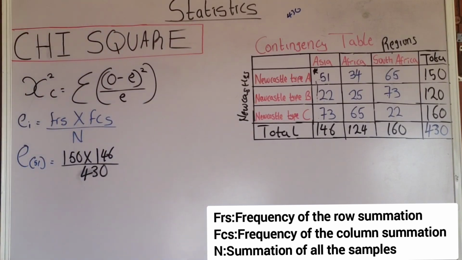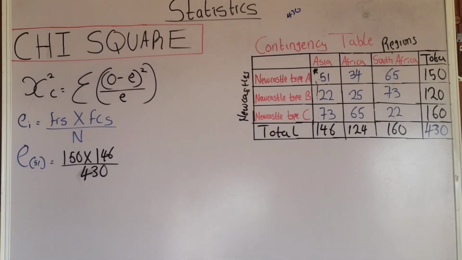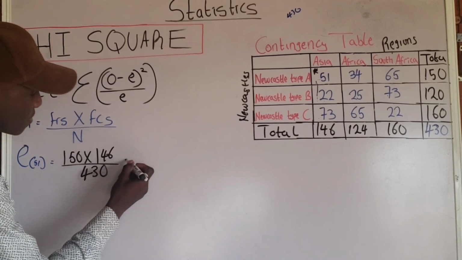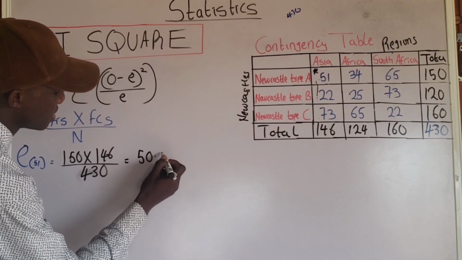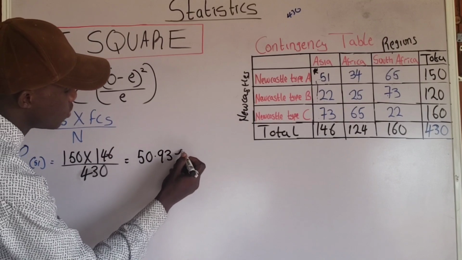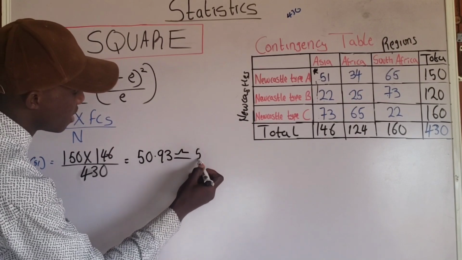Now let's proceed. Here, I'm going to have 150 multiplied by 146 divided by 430. That is 50.93. Okay? So here I'm going to have 50.93. Approximate to whole number, that is 51.